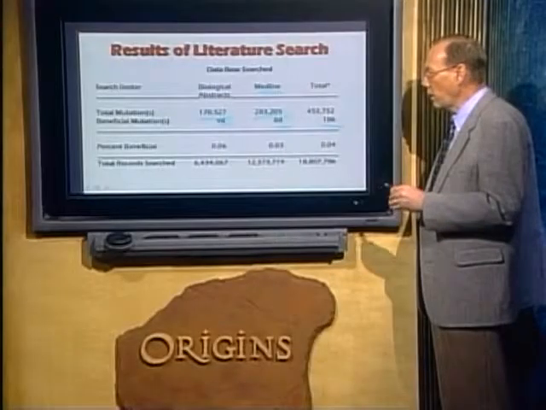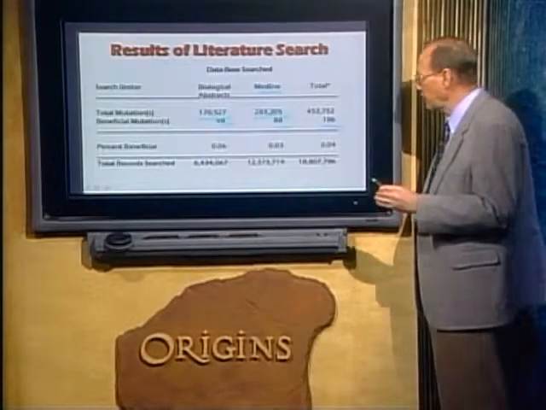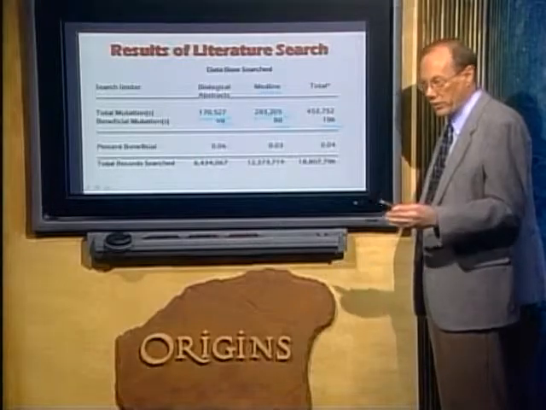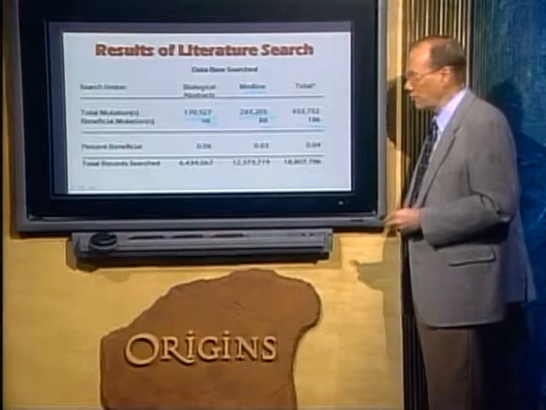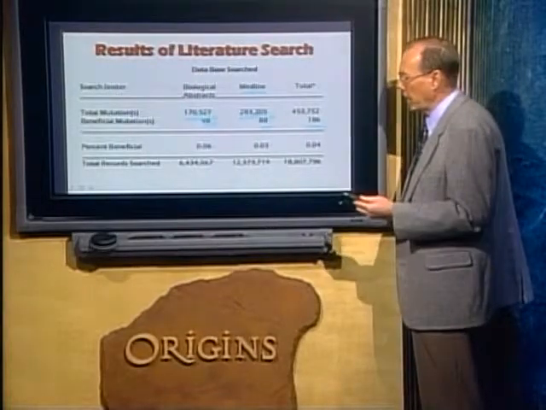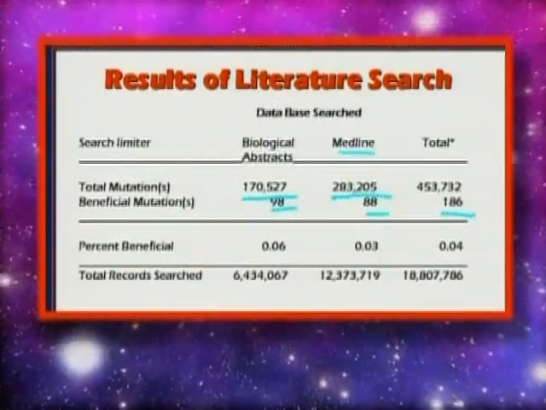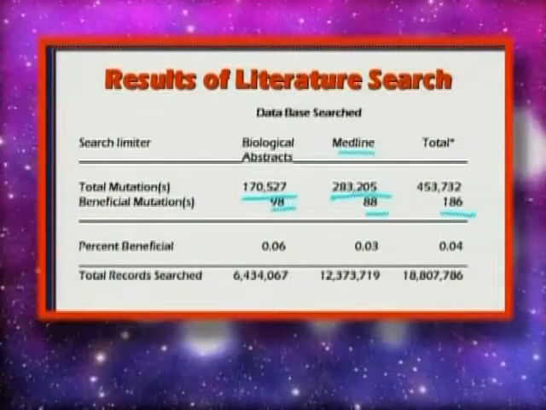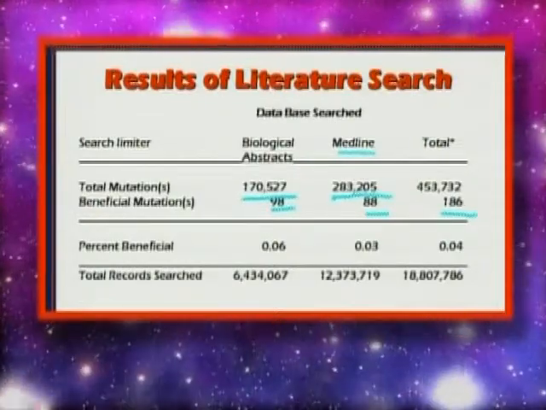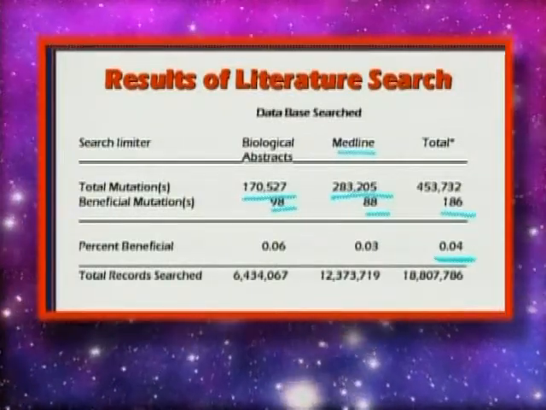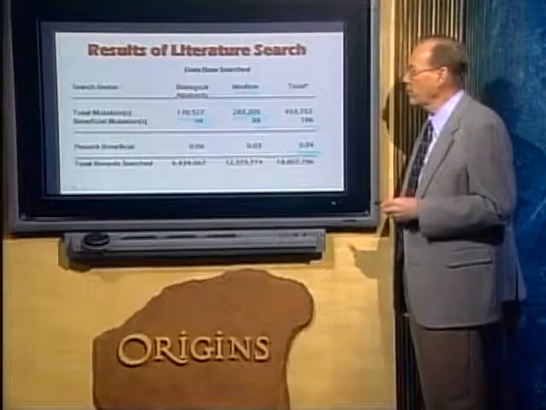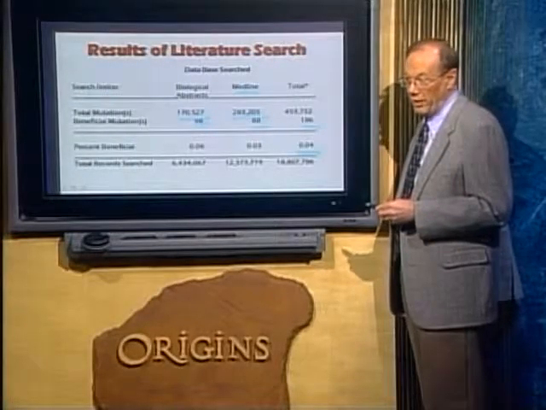Now, some of these were articles that talked about the same mutation, so it's actually not a total of 186 beneficial mutations. Those are just articles, and many talked about the same mutations. And there's some overlap between Biological Abstracts and Medline. They abstract some of the same journals. So this information isn't quite correct, but it gives you an idea of the small percent of the mutations described in the literature that are beneficial, which turns out to be about 0.04%, which is considerably less than 1% of the mutations described in the literature.